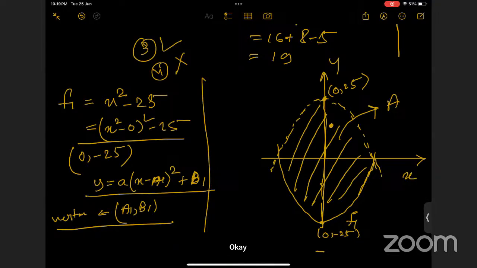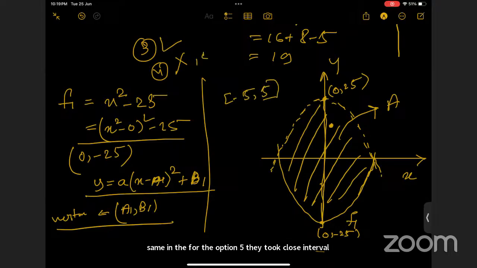And the x coordinate of the points on set A belongs to the interval -5 to 5. So here the problem is again the same. For option 5, they took the closed interval -5 to 5. So again, the fifth option is wrong because we can't take 5 and -5, right? Because we are excluding the points on the curve. So the fifth option is again wrong.